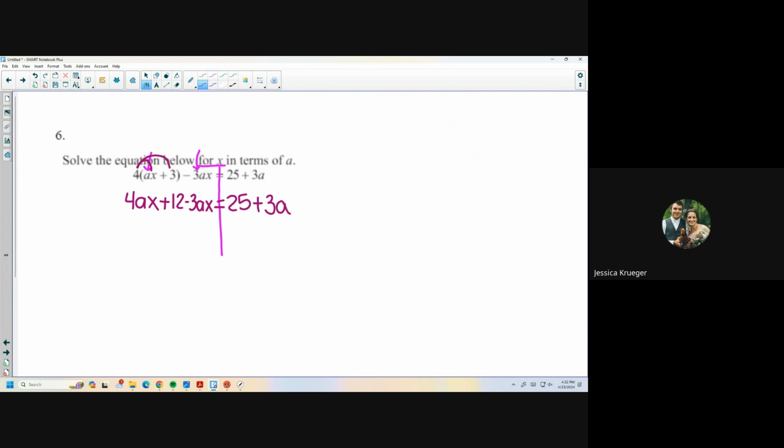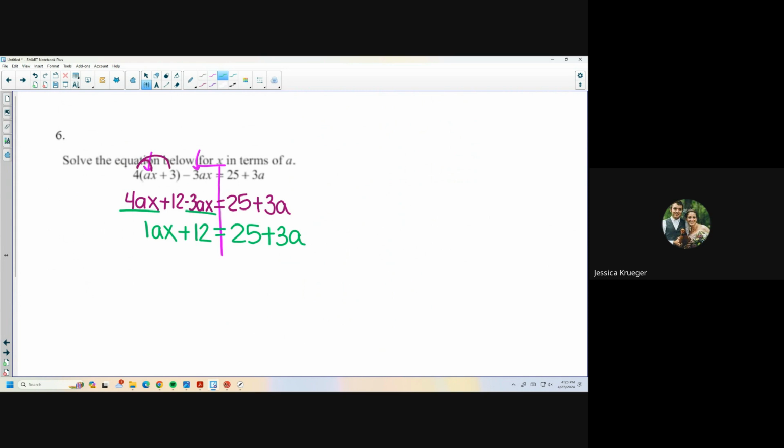Now, before you go any further, I think it is a good idea, whenever possible, to combine like terms on the same side of your equal sign. And I notice I have 2 terms with AX. So if I have 4 AXs minus 3 AXs, that's going to leave me with 1 AX plus 12. And on the right side, I have 25 plus 3A.